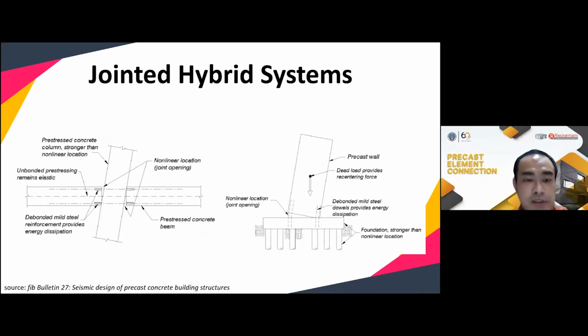So the hybrid system is basically a jointed system. We use the unbonded pre-stressing tendons here that remain elastic. And then when the earthquake happens, the joint will open and it will be stretching. This is the bonded mild steel that provides the energy dissipation. And for the walls, you can see in the right hand side picture, the dead load or the unbonded pre-stressing tendon will provide the recentering force, and the bonded mild steel here will provide the energy dissipation.